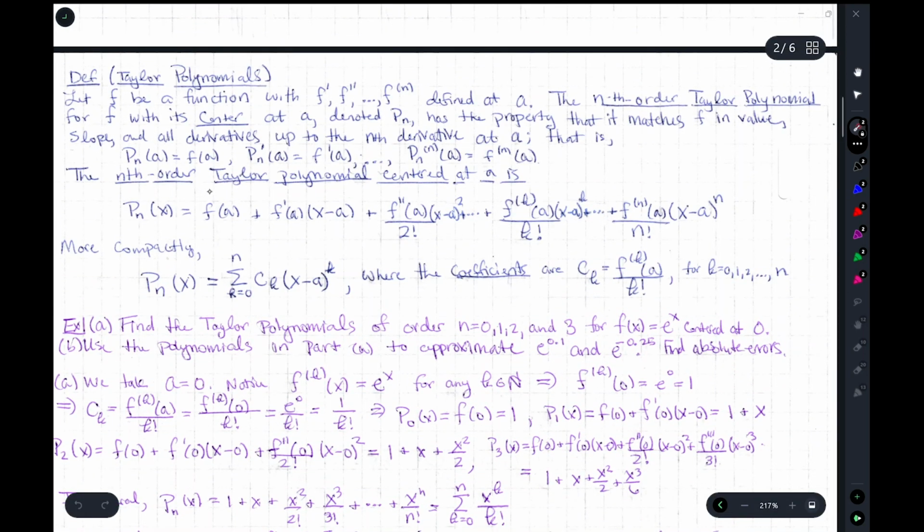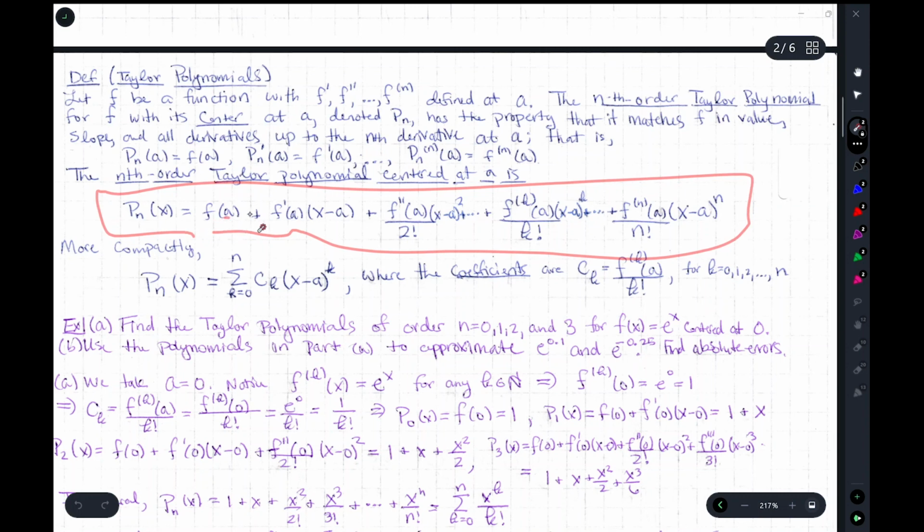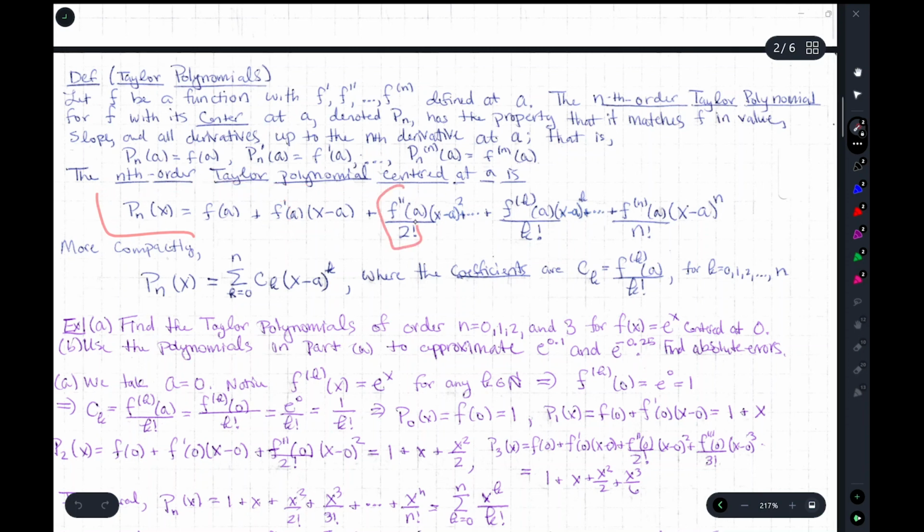The nth order Taylor polynomial centered at a is written this way. Rather than having a c_0 there, we solve for what c_0 should be, and what c_1 should be, and what c_2 should be, c_k and c_n. And more compactly, we could write it this way and just give a formula for c_k.